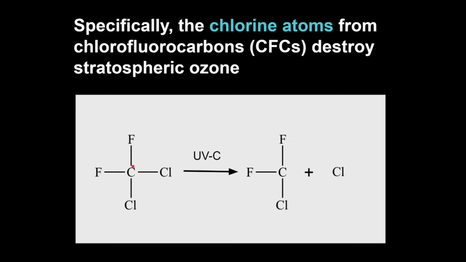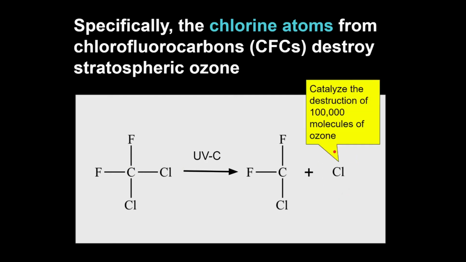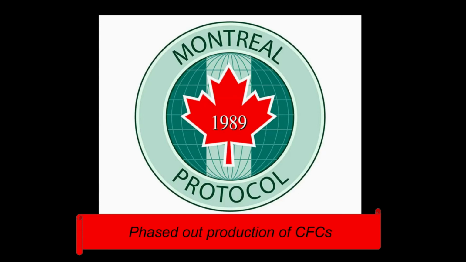UV radiation in the stratosphere would cause the chlorine atoms to break off from the rest of the molecule. And that chlorine atom would catalyze the destruction of about 100,000 molecules of ozone. And so the global community agreed to phase out the use of CFCs. This was the Montreal Protocol, which went into effect in 1989.